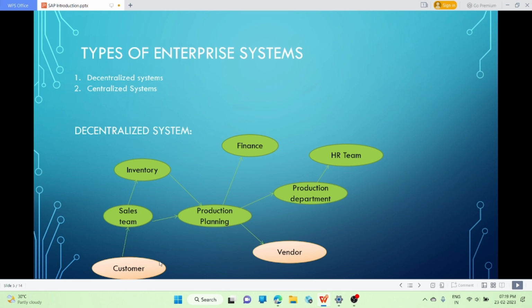So at that time, what will happen? The customer will come and ask for some product, reach the sales team, and give an order for some product.